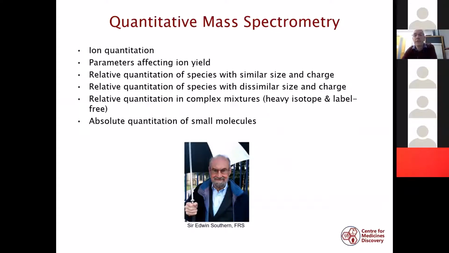This is for species of similar size and charge. Also relative quantitation of species of dissimilar size and charge. We could look at relative quantitation in complex mixtures using heavy isotopes and also label free. And then we'll look at absolute quantitation of small molecules.